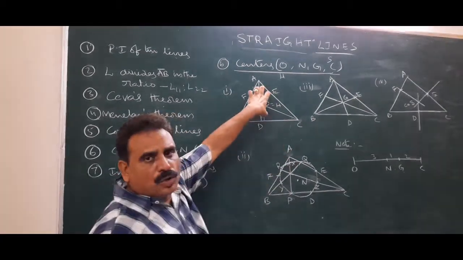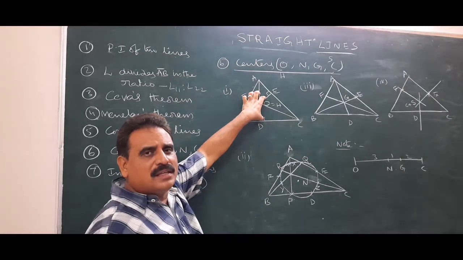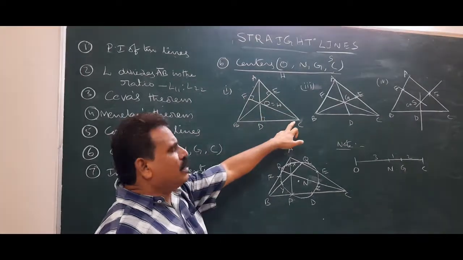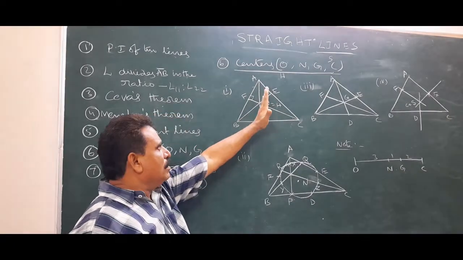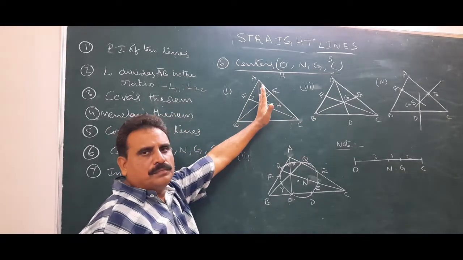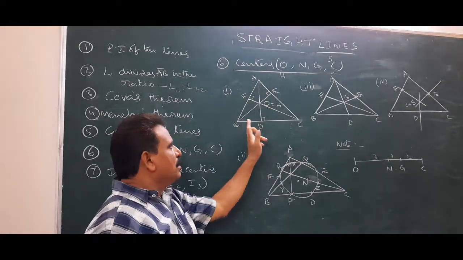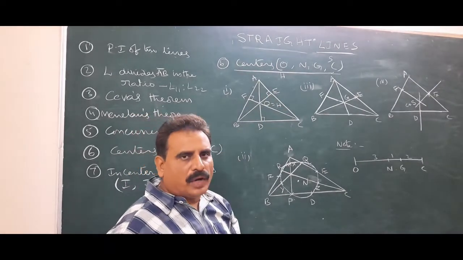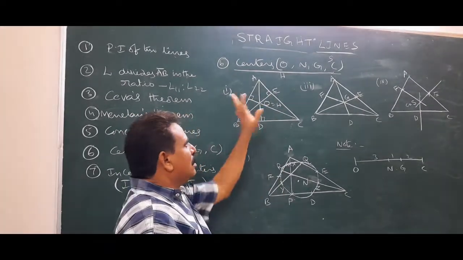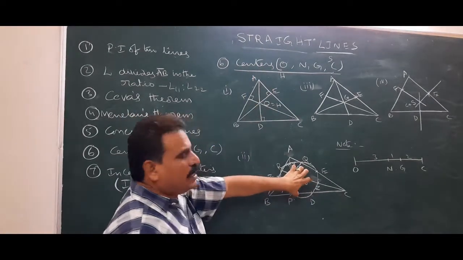How to find the orthocenter? If the triangle's vertices are given, then we can easily find it. If B and C vertices are given, find the slope of BC. Next, take the perpendicular slope. By using the point-slope form, we get the line equation. In the same way, we get the BE equation. Solving these two, we get the point of intersection, that is the orthocenter. Next, the second one.